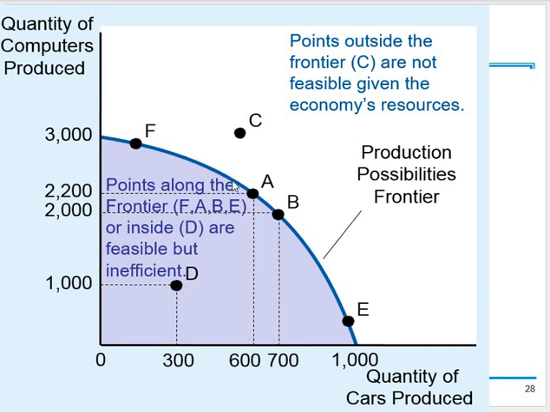So you're stuck to either along your PPF or underneath. Only points along your PPF or underneath or inside your PPF are feasible. Okay, the difference is along the PPF you get efficient combinations, and below or inside the PPF you get feasible but inefficient production combinations or production possibilities. And any points outside the PPF are just not feasible with your current resources given.